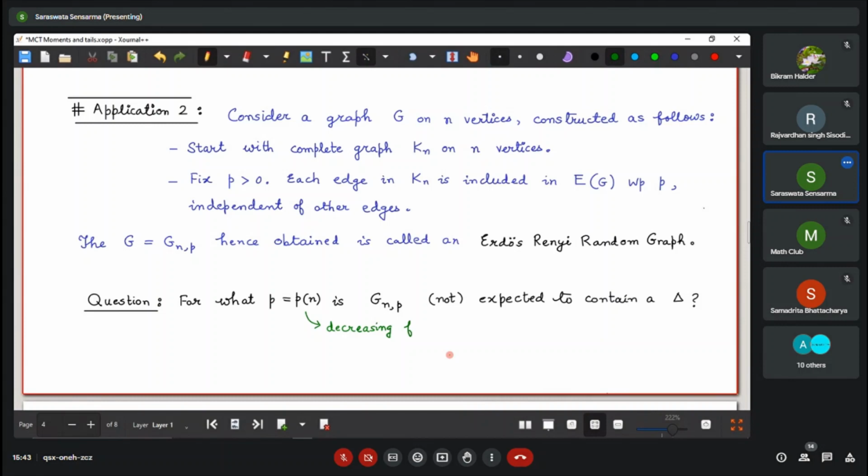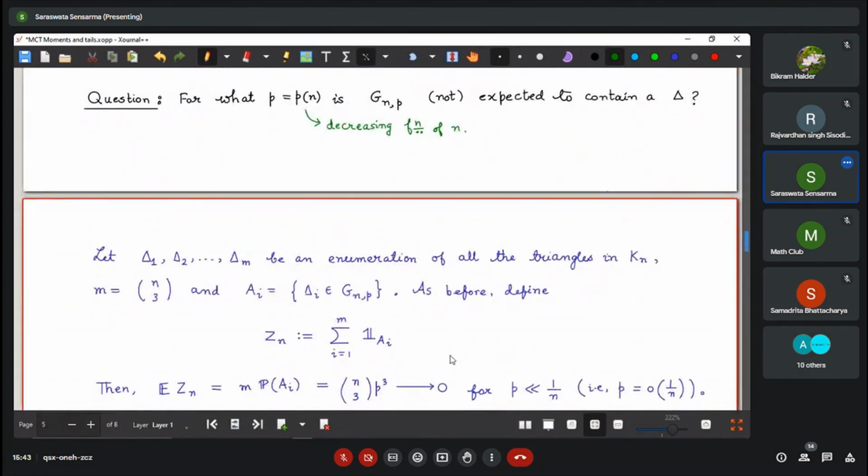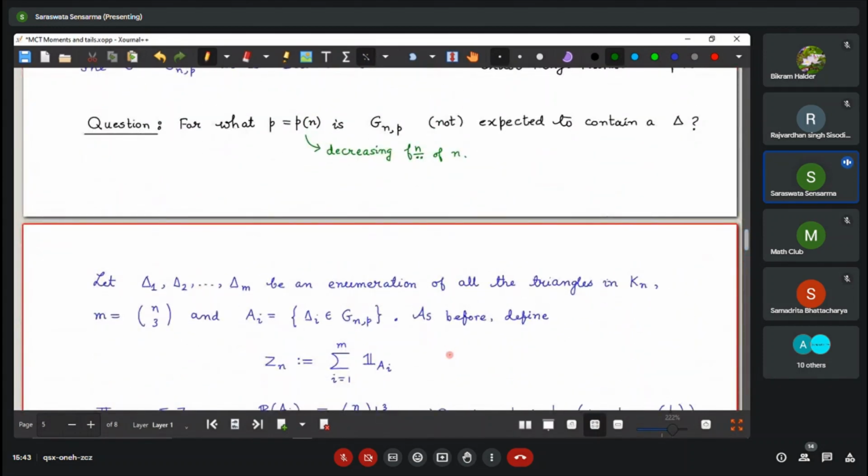I haven't properly defined what Tn is, but by the time we complete this, I hope it will be clear. Anyway, the question is whether the graph has a triangle or not. Again, you construct the same indicator random variable. Just take delta 1, delta 2, all the way up to delta m to be an enumeration of all the triangles in Tn.